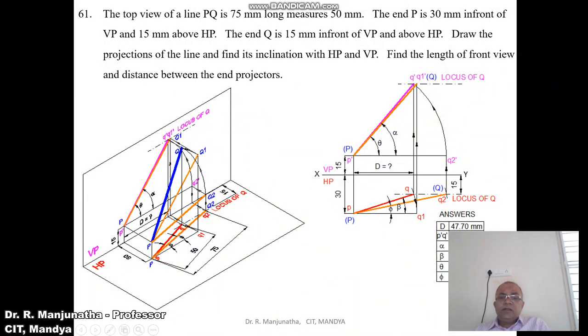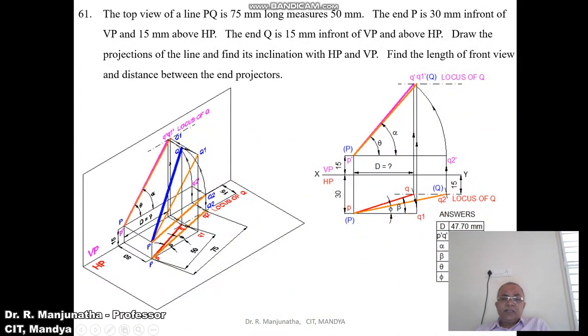Then we know that the front view point Q dash should lie on the Q end projector in the front view. But we don't have the locus of Q in the front view, so first we need to find out the locus of Q. Since we want to find the front view point, you have to take the true length in the top view. We know that this is the true length in the horizontal plane, which means the line in the front view should be parallel to the XY line.